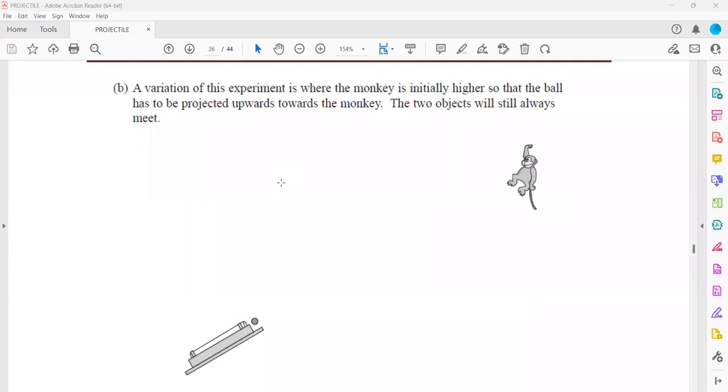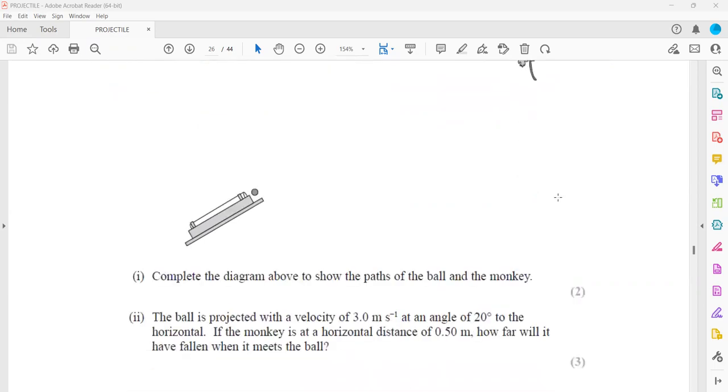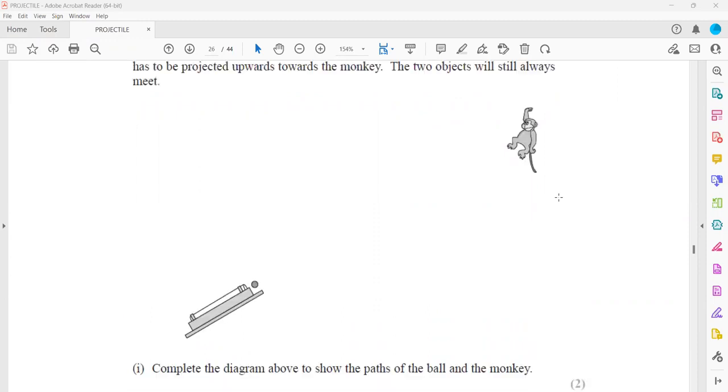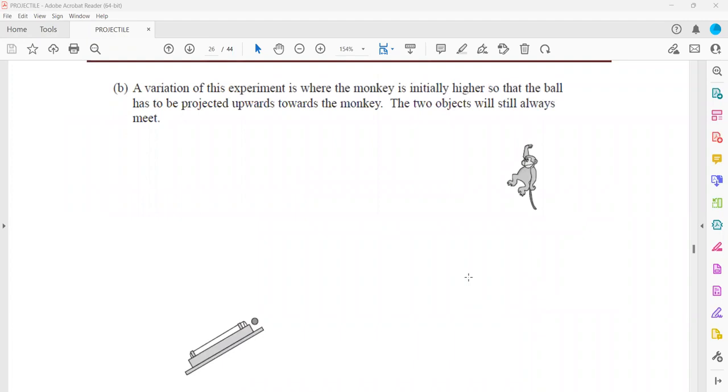A variation of this experiment is where the monkey is initially at a higher position, so that the ball has to be projected upward towards the monkey. The two objects will still always meet. So complete the diagram to show the path of the ball and the path of the monkey. The monkey has only one component, the vertical component, as it is falling. So the path of the monkey will be a vertical motion.